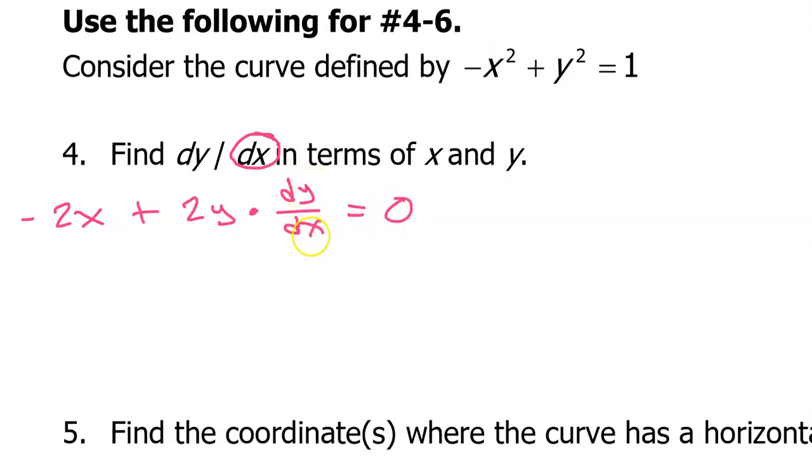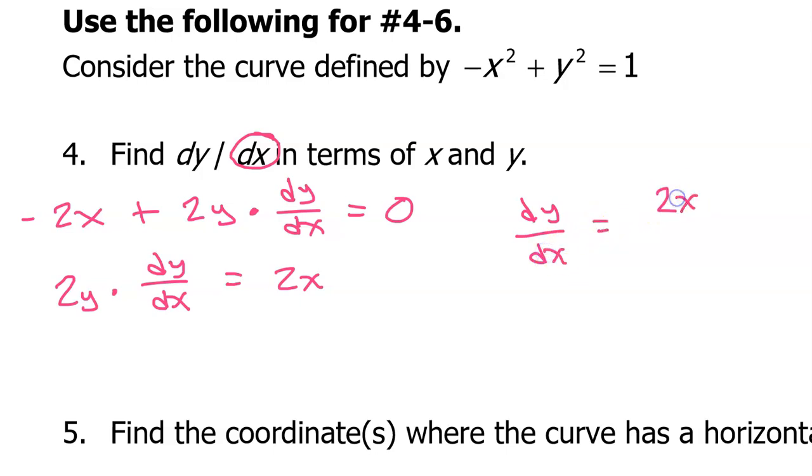Now we need to get dy dx by itself, so I'm adding 2x to both sides. So we have 2y times dy dx is equal to 2x. Dividing both sides by 2y, we get dy dx is equal to 2x over 2y. Well, I guess these 2's will cancel out nicely. So we have dy dx is equal to x over y.